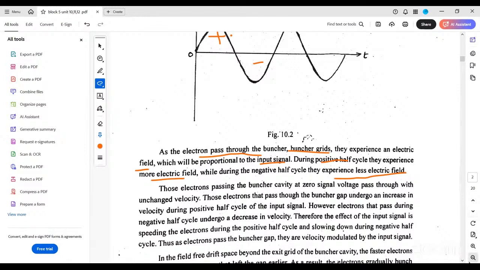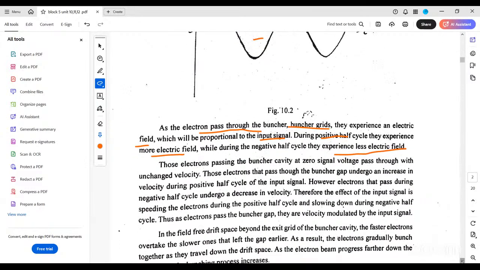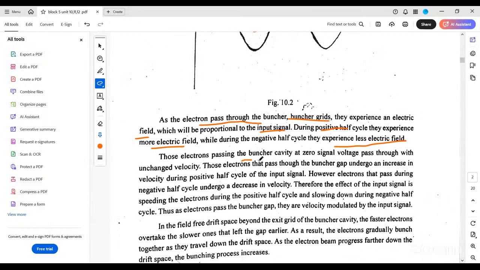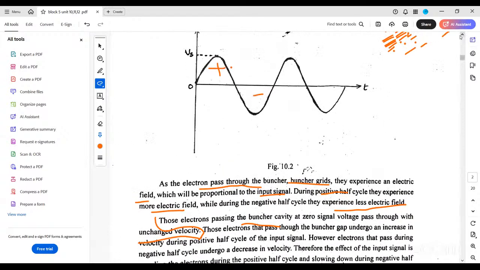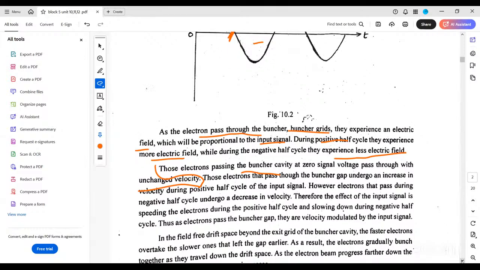Next, when electrons pass through the buncher cavity at zero voltage, there is no change in velocity. What is the meaning of this? Just see the sine wave. In the sine wave, we have positive and negative halves, touching the x-axis. At the time of the x-axis, the velocity change is zero. Along the axis, the velocity change is zero.